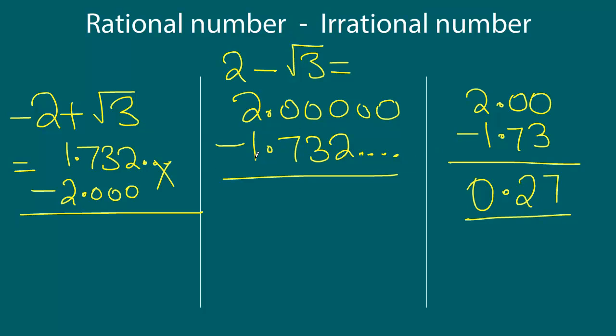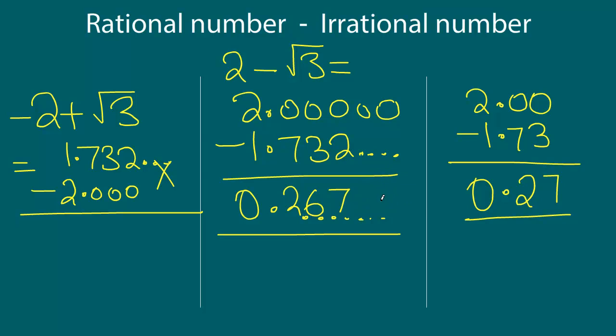When we actually carry out the subtraction, our final answer will be 0 point something, and this will keep going on and on. Just by looking at it, this will probably be 9 here. So 9 minus 2 is 7, 9 minus 3 is 6, 9 minus 7 is 2. So we will get 0.267 and so on. Again, we will get an irrational number.